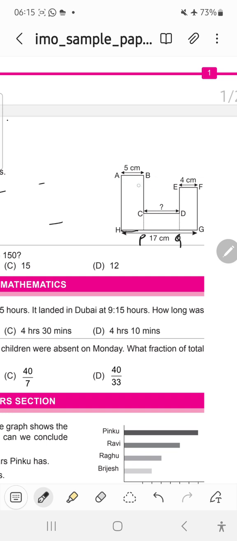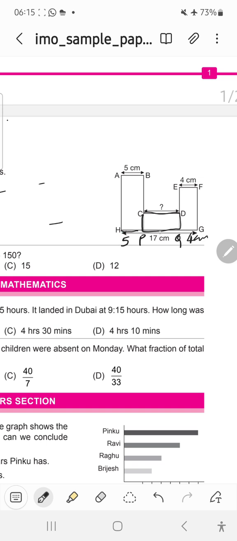So ABHP is a rectangle, EFPG is a rectangle, CPDC is a rectangle. The value of AB is 5. The opposite sides of a rectangle should be equal, so this value is also 5. The value of this rectangle is 4 as EF. The opposite side of this rectangle should be the same, so it will be 4 centimeter.